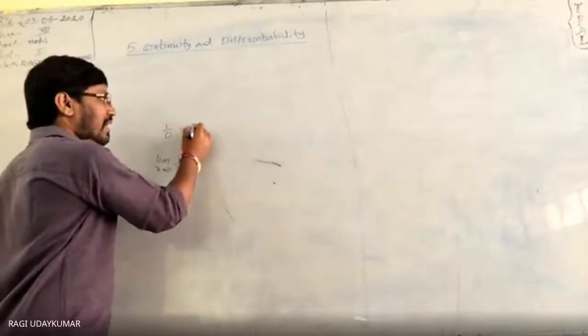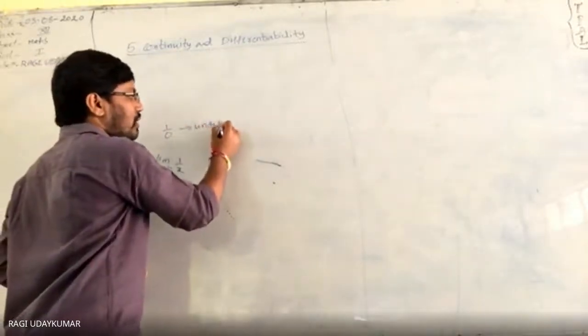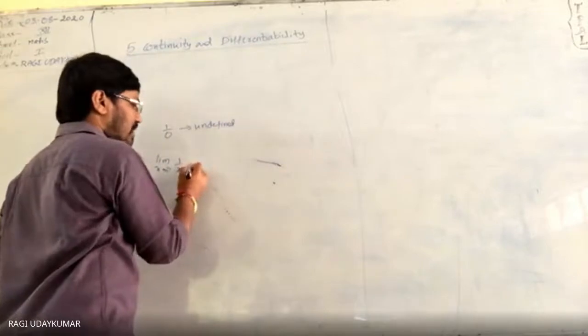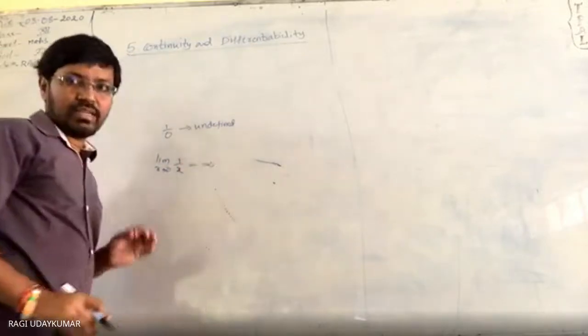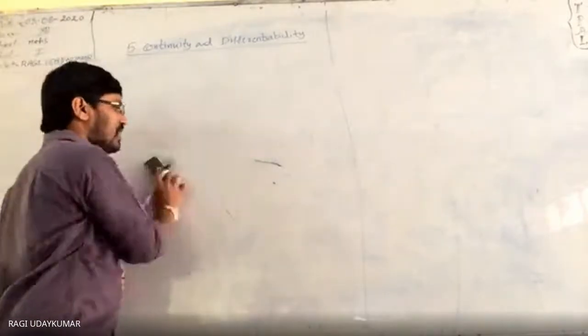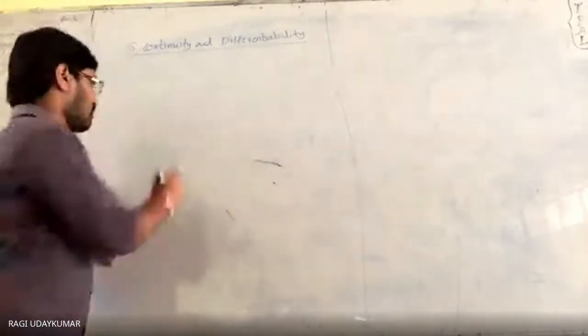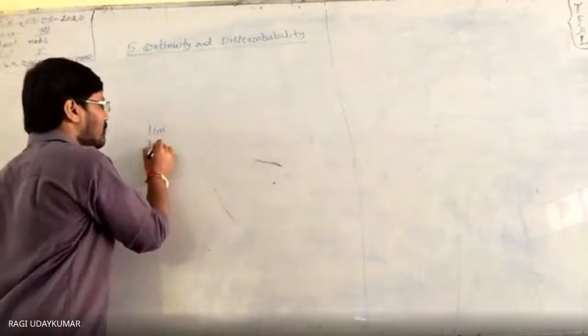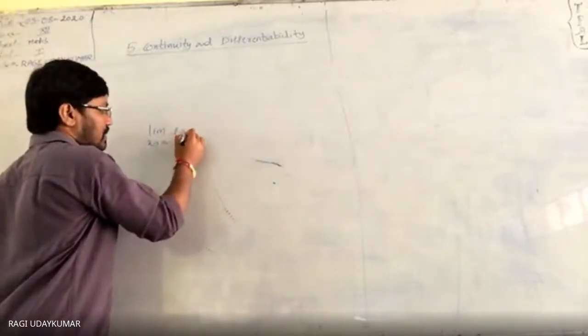But 1 by 0 is undefined. Very important point you need to remember. 1 by 0 is undefined; the limit as x tends to 0 of 1 by x is infinity. This I already told you, but once again. Now the definition of the limit: if you see, what is meant by limit? Limit x tends to a, f of x.